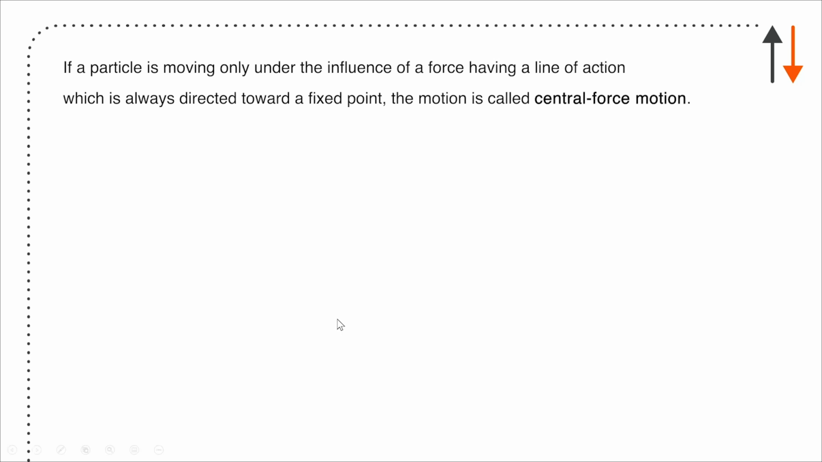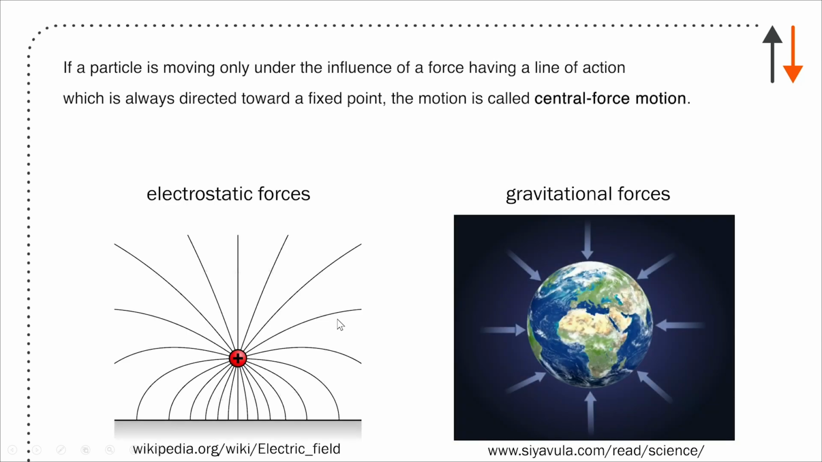What are the examples? For example, the first one is electrostatic forces or gravitational forces, which probably as mechanical engineers we are more familiar with. For example, satellites going around the Earth, or Earth going around the Sun, or any other planet going around a star. So these are all central force motions.